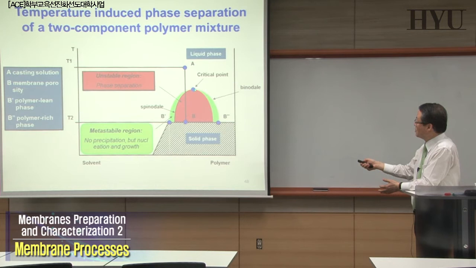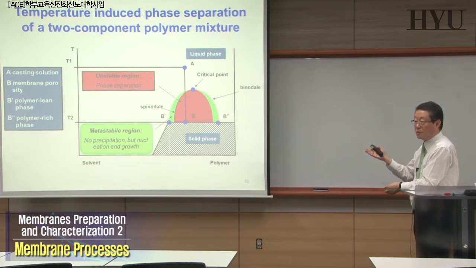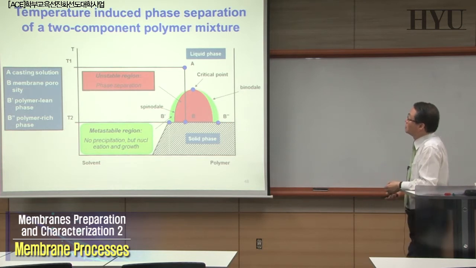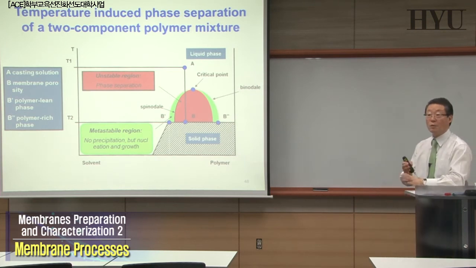Now this point is called the critical point, where the binodal and spinodal points will meet. Although you start from A, you need to pass through as small an amount of the metastable region as possible, close to the critical point, okay? Because there is no precipitation in those phases. Now this is the general description of the two-component polymer mixture using the TIPS process.